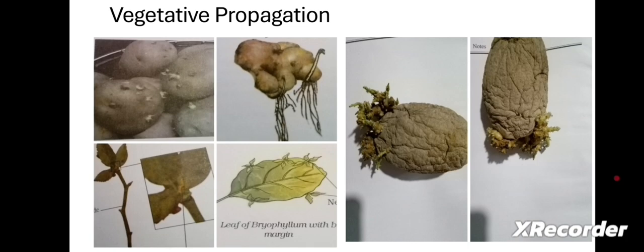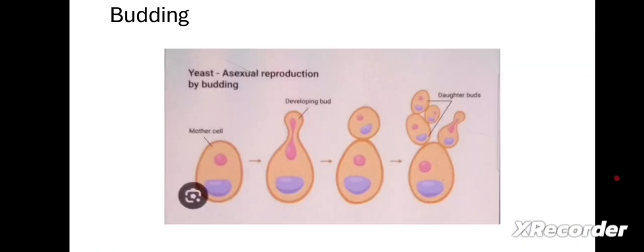So later in this chapter, we will learn that plants produced by sexual reproduction have characters of both the parents. Plants produce seeds as a result of sexual reproduction. So the second type of asexual reproduction is budding.